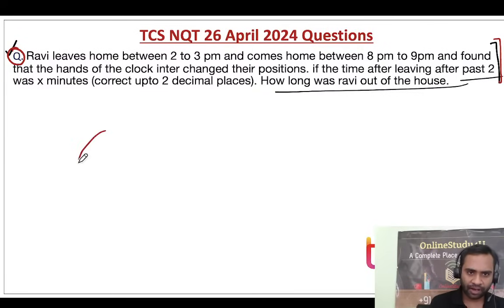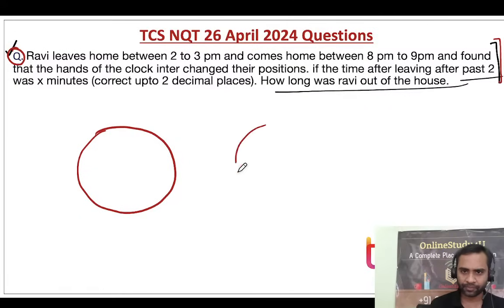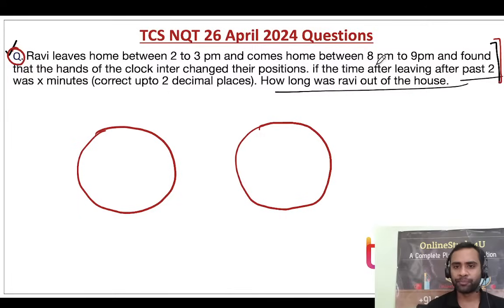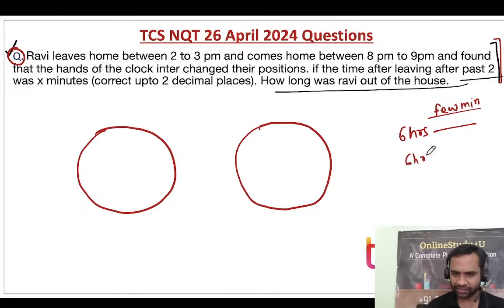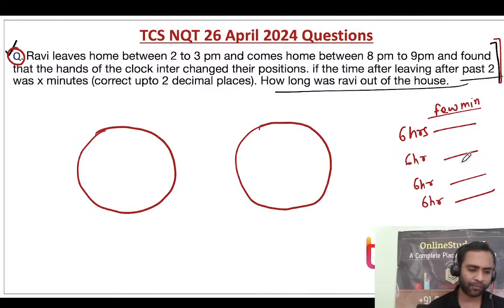Okay. Now Ravi leaves home between 2 to 3 p.m. and comes home between 8 p.m. to 9 p.m. That means 6 hours and a few minutes will be the answer. Okay. But in your exam, every option will be 6 hours, and then you'll have to figure this out.